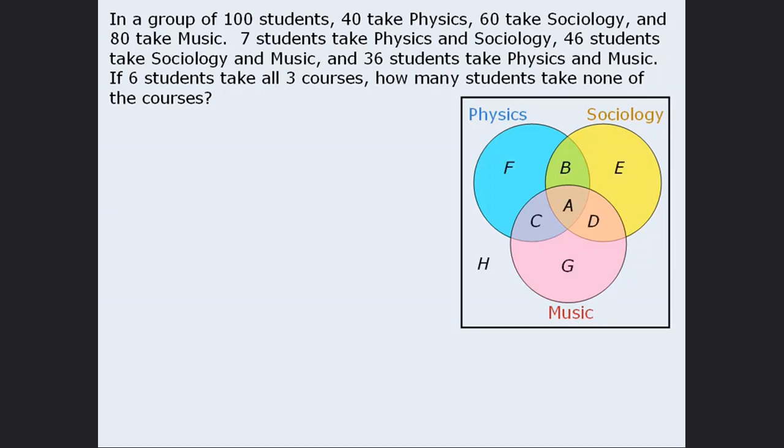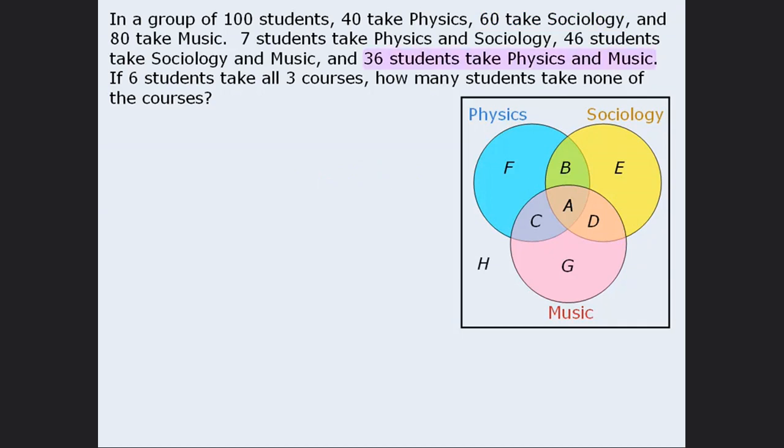Now, the question provides information about the number of students with certain characteristics. For example, we are told that 60 students take sociology. So if we examine the regions within the yellow sociology circle, we can see that it consists of regions A, B, E, and D. Since the question tells us that a total of 60 students take sociology, we can conclude that the sum of the regions A, B, E, and D must be 60.